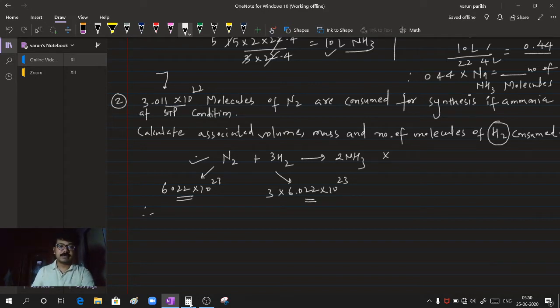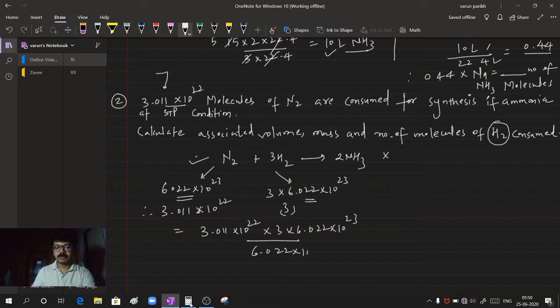So we can write, if 3.011 into 10 raised to 22 molecules of N2 are there, then how many H2 are required? So 3.011 into 10 raised to 22 multiplied by 3 into 6.022 into 10 raised to 23 divided by 6.022 into 10 raised to 23. This cancels. So 3 threes are 9, 9.033 into 10 raised to 22. These many molecules of H2 are required.